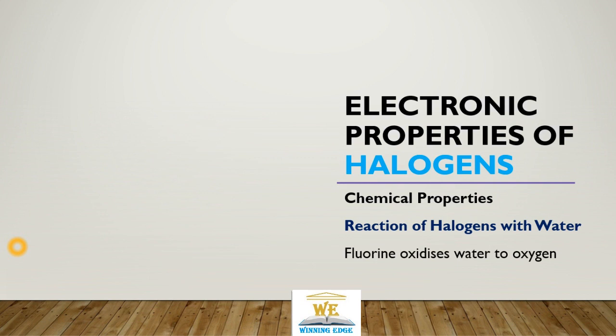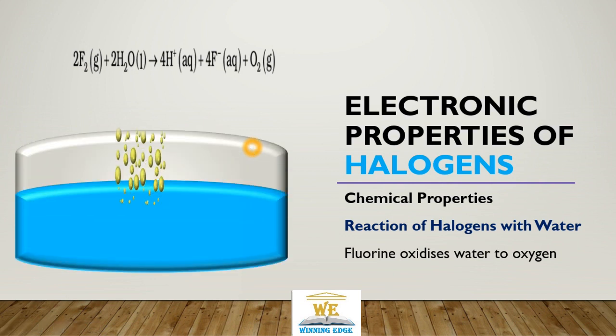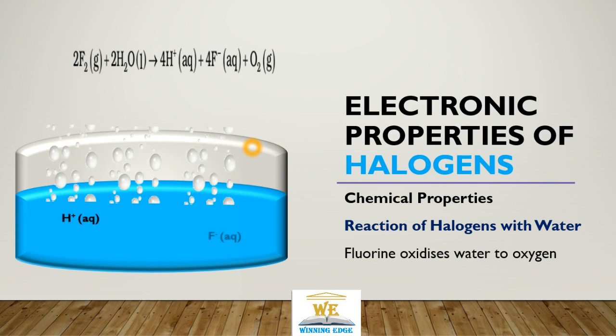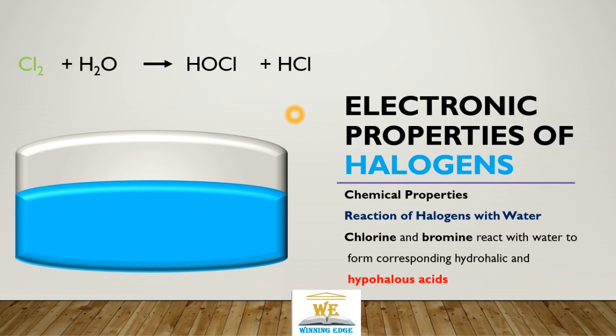Reaction with water. Fluorine oxidizes water to oxygen because of its very high standard electrode potential. It has a strong tendency to get reduced, so it oxidizes oxygen from water. That's what happens when we bubble fluorine gas through water. We are getting hydrogen liberation and HF.